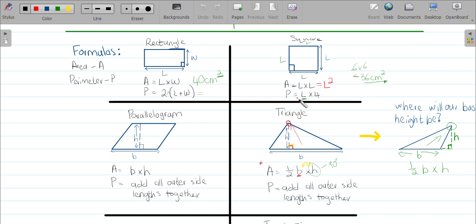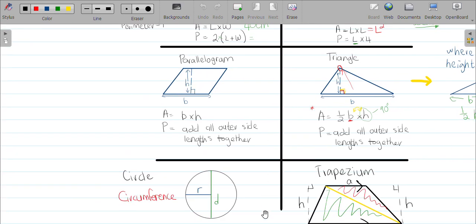Okay, and then perimeter is nice and simple. It's just the length times by 4. Why? Because it has 4 lengths: 1, 2, 3, 4. So you take one of them and you times by 4 to get the perimeter of the entire square. Okay, for a parallelogram, guys, it's simple. You just take the base, the base over here of the parallelogram, and you simply times it by the perpendicular height. For perimeter, you just add all the outer side lengths together.